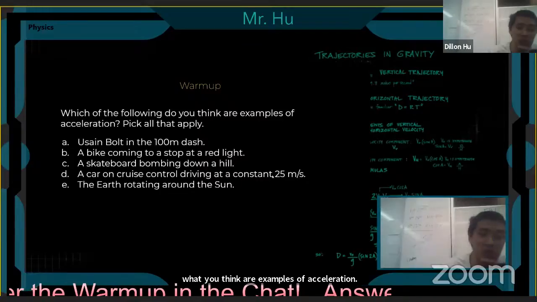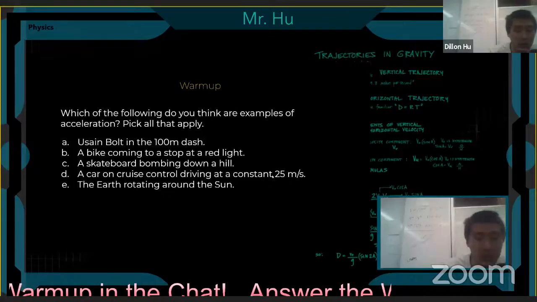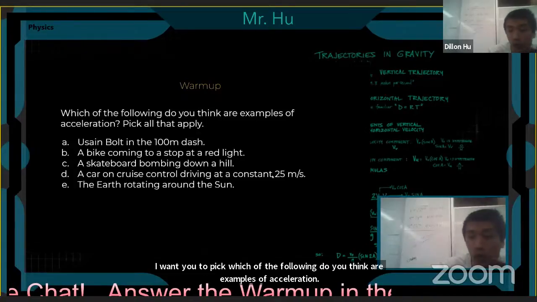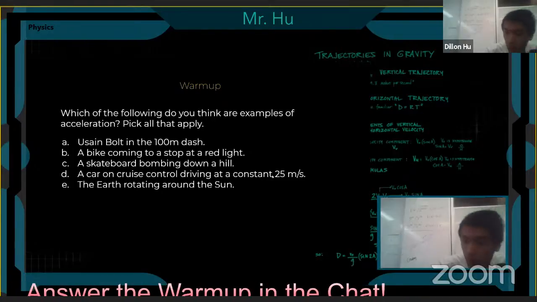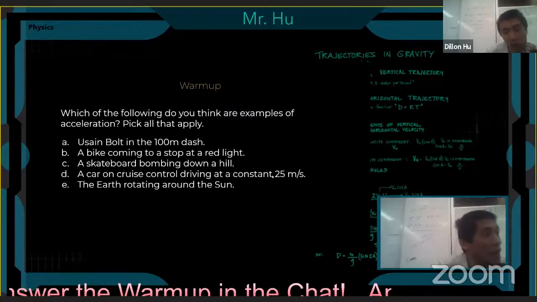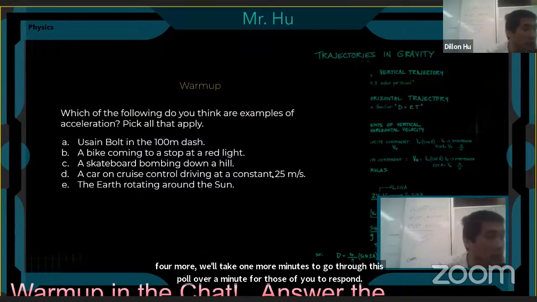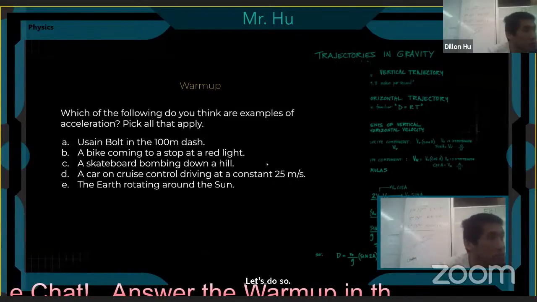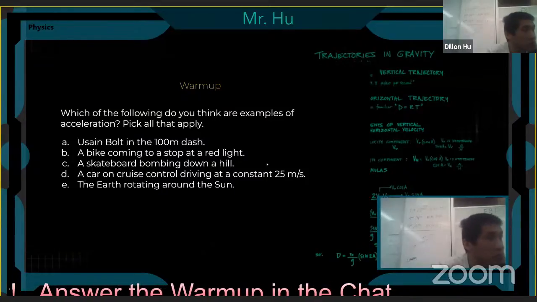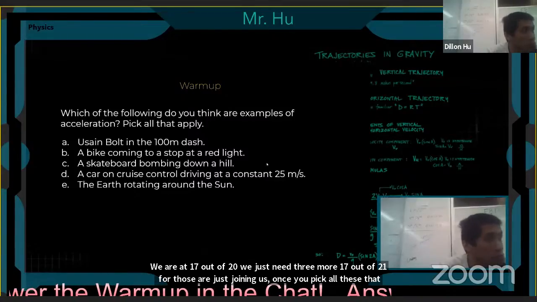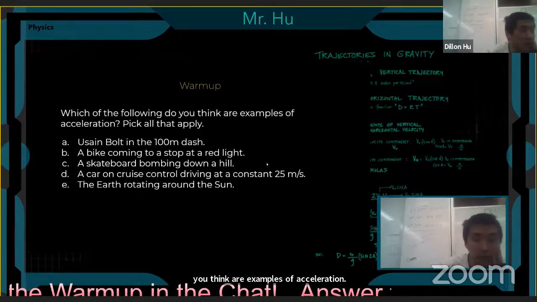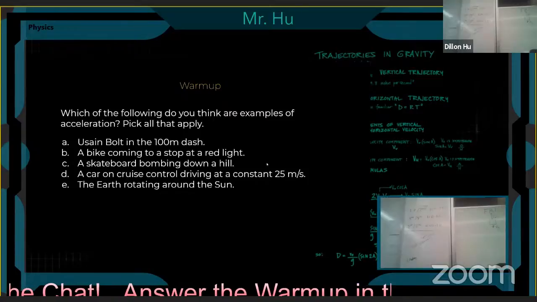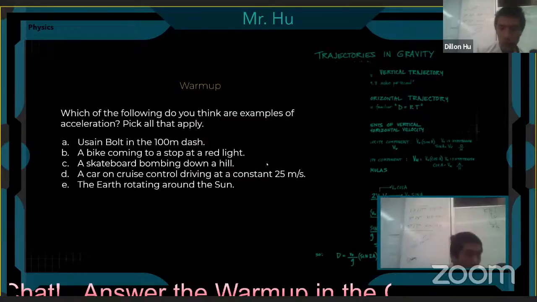We are at 16 out of 20, which is 80%. Let's get 4 more. We'll take one more minute to go through this poll. We just need 4 more to hit 100% participation. We are at 17 out of 20. We just need 3 more. 17 out of 21. For those of you just joining us, I want you to pick all of these that you think are examples of acceleration. Okay, let's take 10 seconds. 19 out of 22. That's pretty good, but we want to hit 100%. Just need the last 3. We are at 20 out of 22. For those of you who haven't voted yet, please do so.